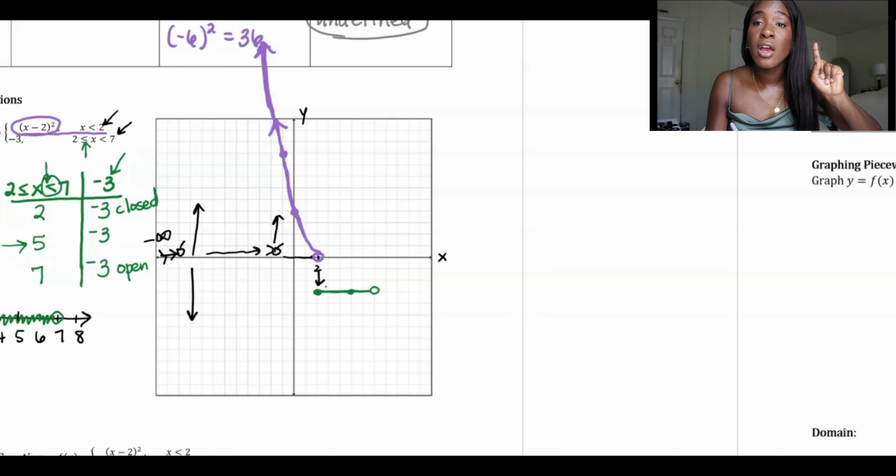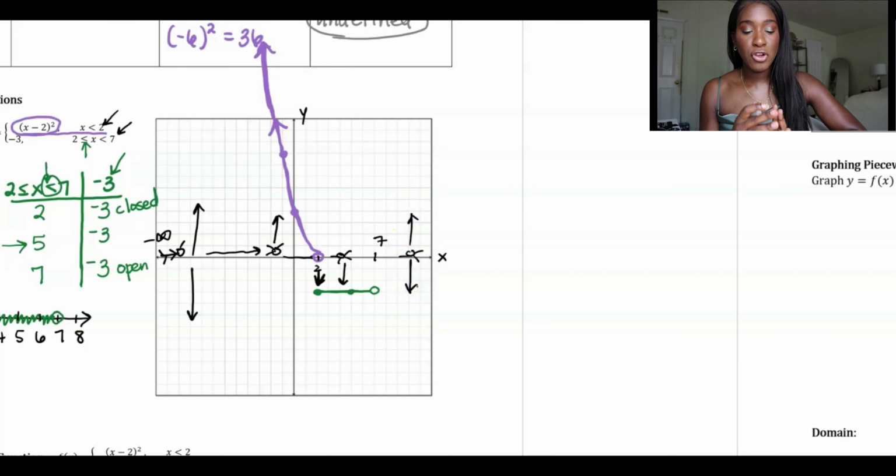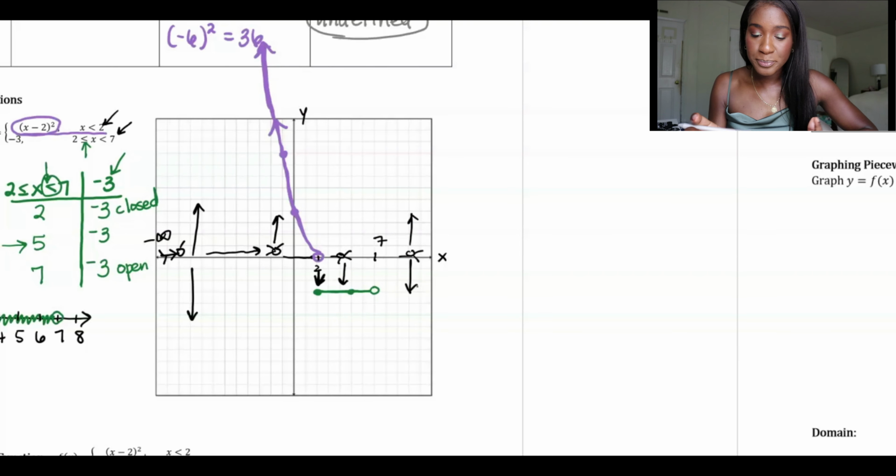So you don't see the purple piece when you look up at 2, but you do see the green piece when you look down at 2, because that's a closed circle. And as you continue to move along the x-axis, you'll be seeing the green piece until you get to 7. Once you get past 7, if you look up and down, you will no longer see the function. So once you're past 7, you're out of the domain.